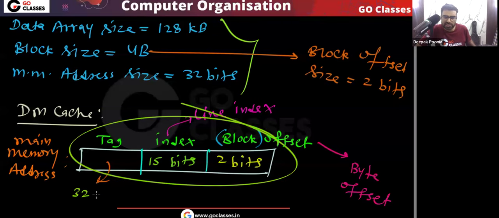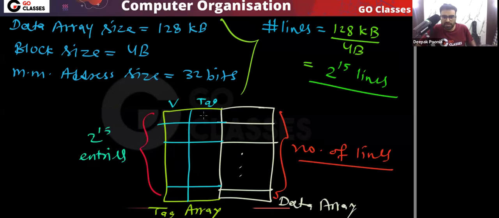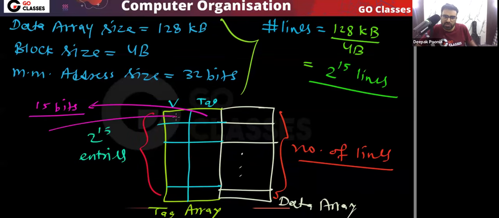Okay, because the total address size is 32 bits, minus 15 for index, minus 2 for block offset. So this will become 15 bits. Yes or no? So I can say that for tag we need a total of 15 bits. Very simple. Now you can see in this diagram that for this tag you need 15 bits. Here you need to store 15 bits. Of course, for the valid bit you need only 1 bit. So 1 bit you need here.